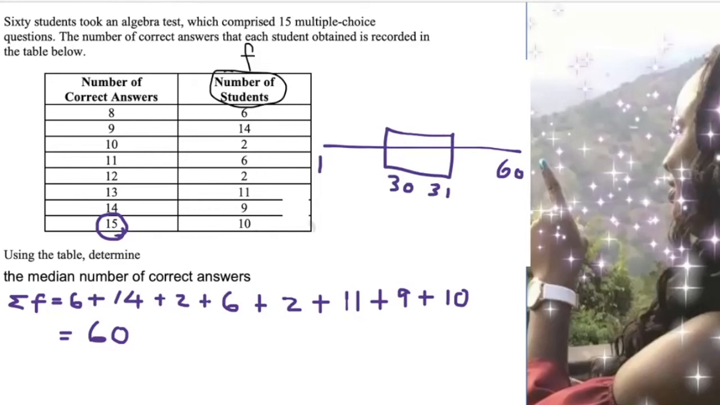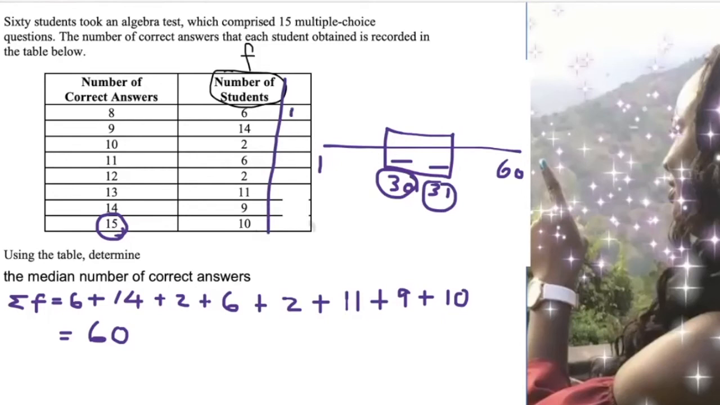Remember when I have 4 numbers, 2, 3, 4, 5. Once you have an even number amount of numbers, you have to add the 2 numbers in the center and divide it by 2. So in this case, I have 60 numbers. So the center will have 2 numbers in the position, the 30th position and the 31st position. Now to find out which number is in the 31st position, you can quickly do the cumulative frequency.